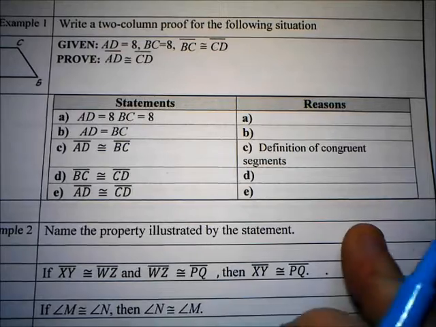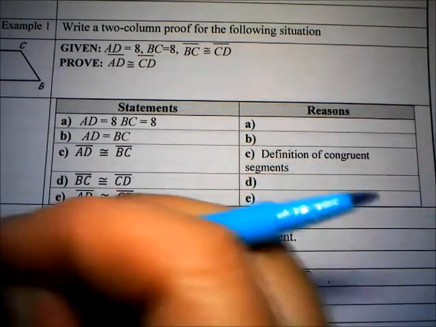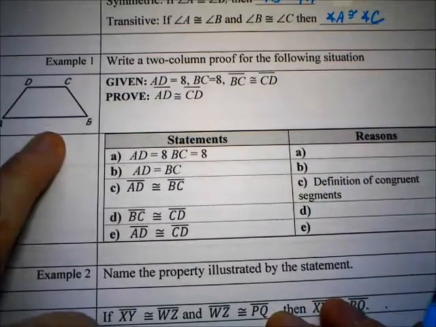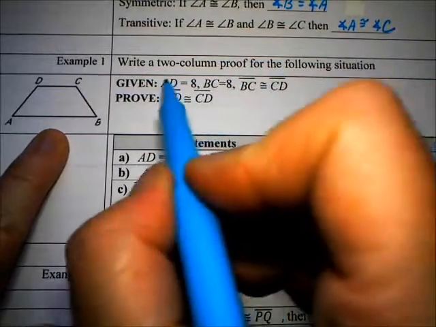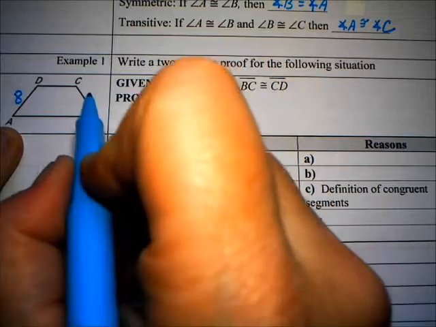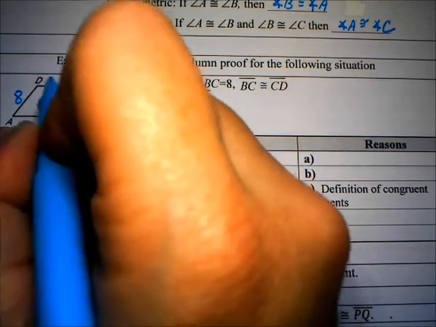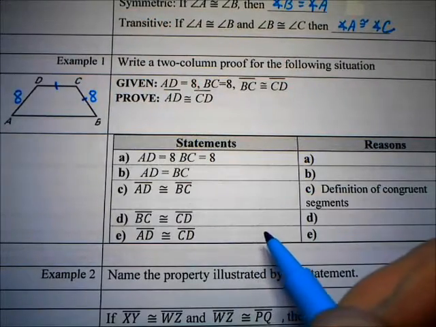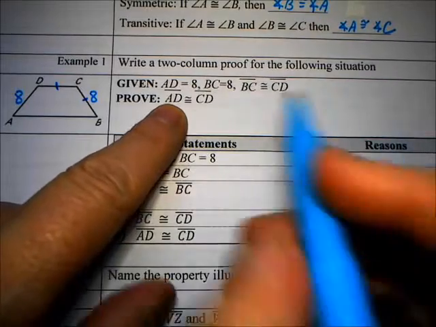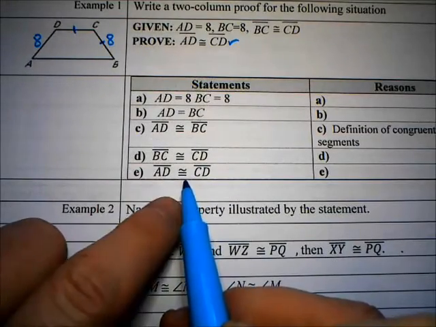Alright, going into example 1, here's our two-column proof. I've filled in some of our blanks to start helping you as we work through these proofs. Here's our picture on the right-hand side, and I always write down everything that's given to me. AD is 8, BC is 8, and BC is congruent to CD, and then we're trying to show that AD is congruent to CD. That's what we're trying to prove. That has to be the last statement of our proof.